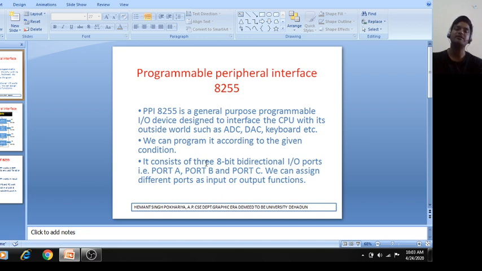It is a general purpose programmable input output device. Programmable means you can program it according to the given condition, and it is used to interface the CPU with its outside world such as ADC, analog to digital converter, DAC, digital to analog converter, keyboard, and so on. It has three ports: port A, port B, and port C.